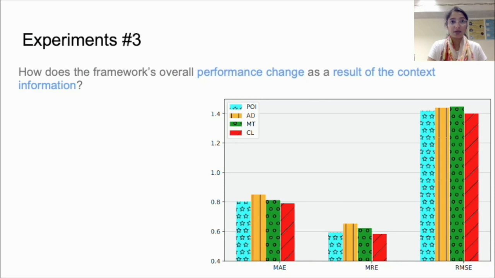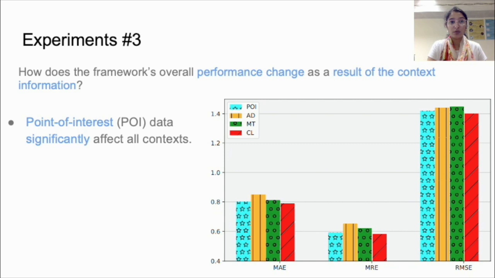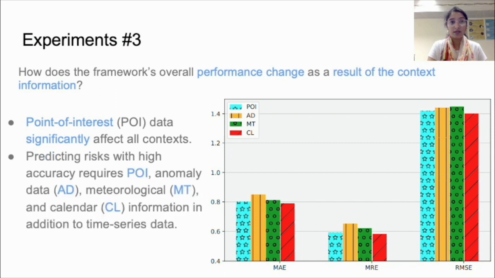The last experiment that we have performed is how our framework's overall performance changes as a result of contextual information. So we are considering various contexts like POI, anomaly data, meteorological data, and calendar data. We observe that POI data has the most significant effect among all the different contexts, and predicting risks with higher accuracy requires POI, anomaly data, meteorological and calendar data in addition to time series data, that is the base datasets. So this contextual information has an important effect on the overall accuracy.